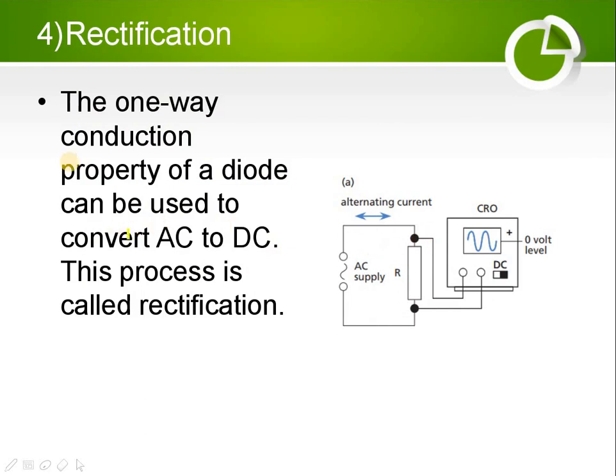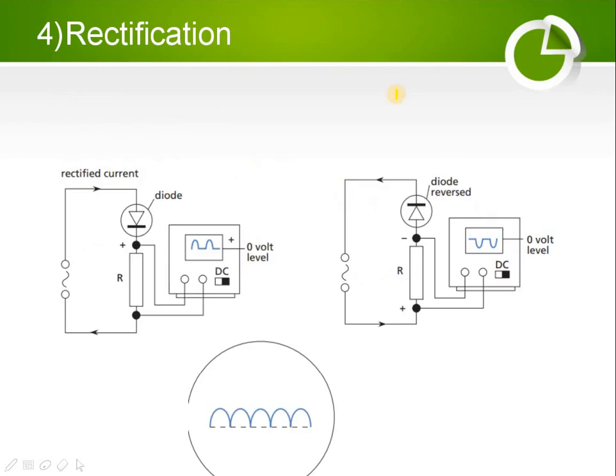Rectification is a process where we convert AC voltage to DC voltage. Basically there is a diode, and a diode has a property: it allows current to flow in only one direction, which is called forward bias, and it does not allow current to pass in the reverse bias state, when the anode is connected with reverse polarity. For example, the anode is connected with negative and the cathode is connected with positive.